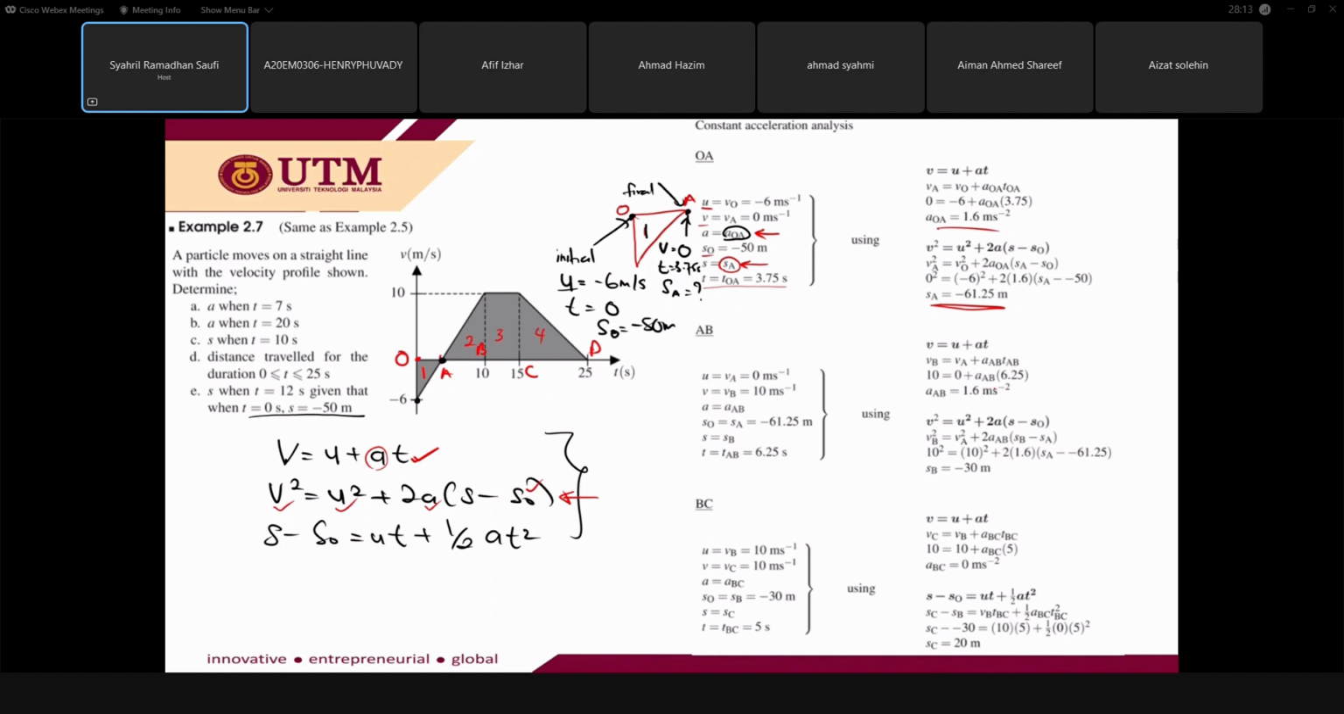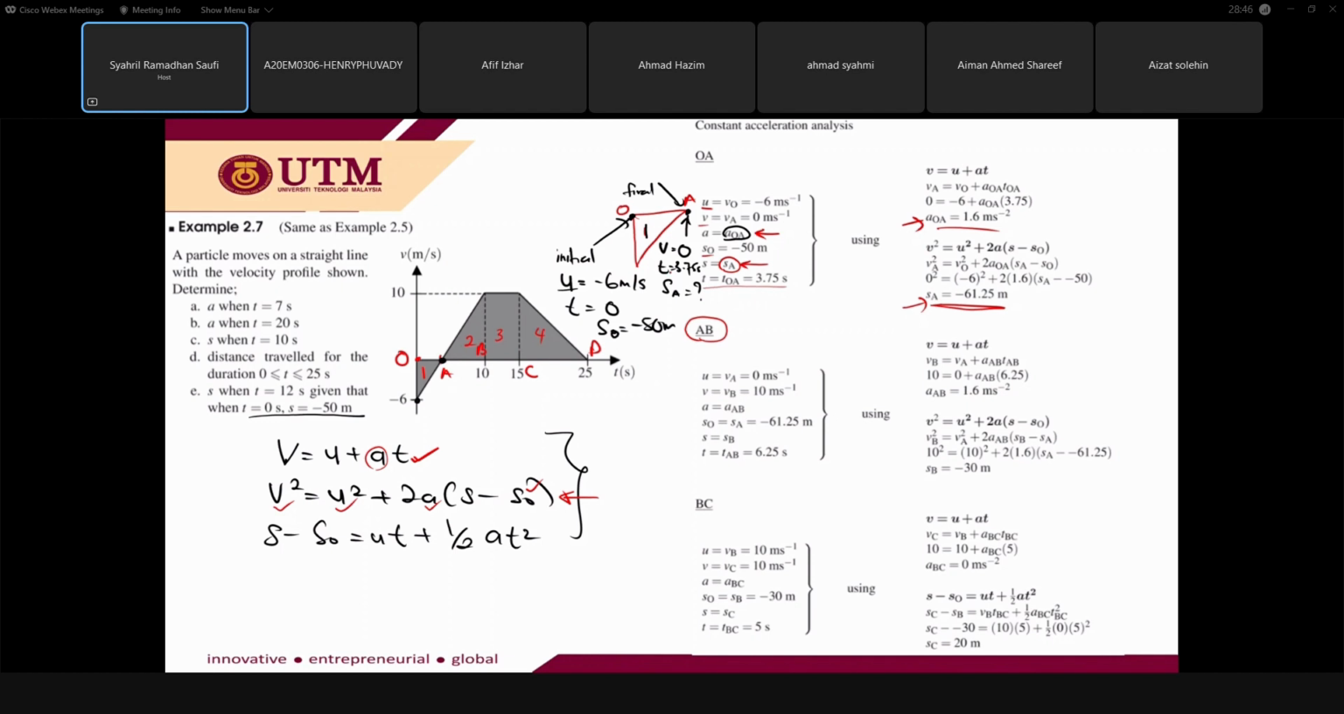Okay, so then you go for section AB. Why do you need to determine acceleration and displacement? Because from the acceleration and displacement values, you can draw a graph profile, which is acceleration against time, and also displacement against time graph profile. So that's why in this analysis, we find acceleration and displacement.